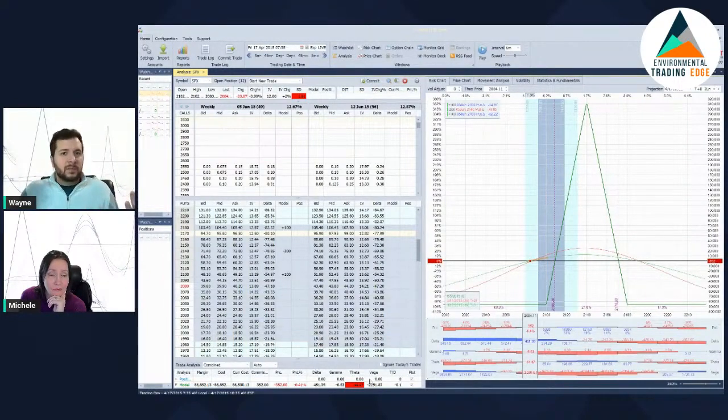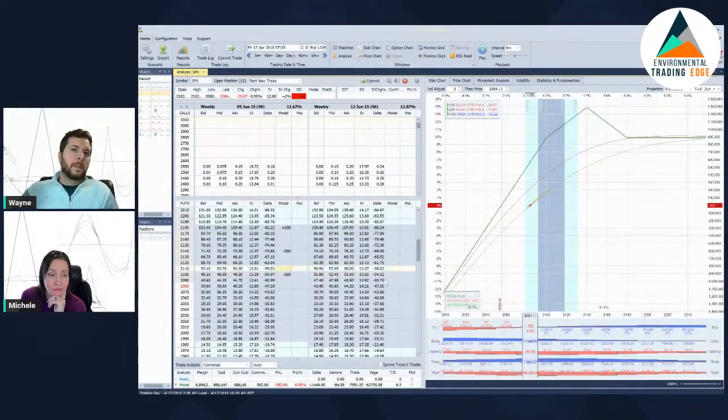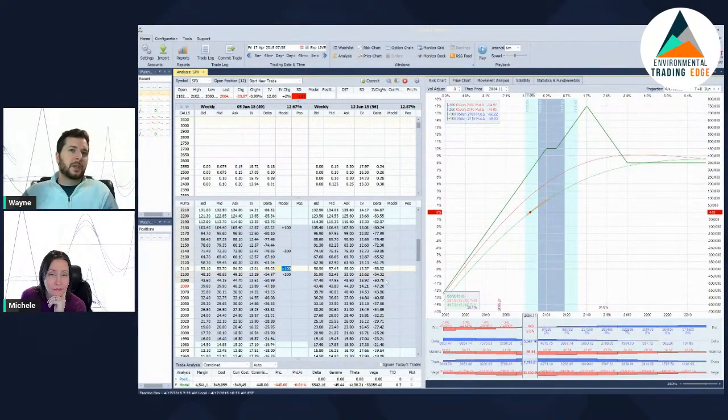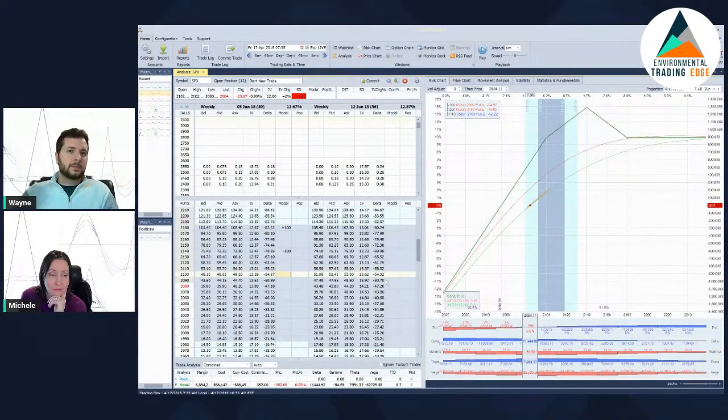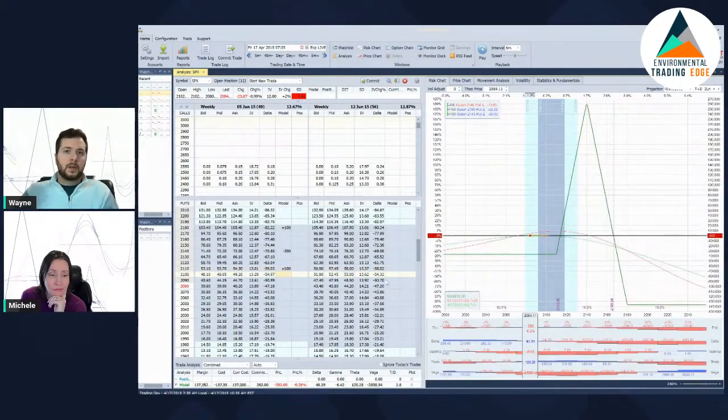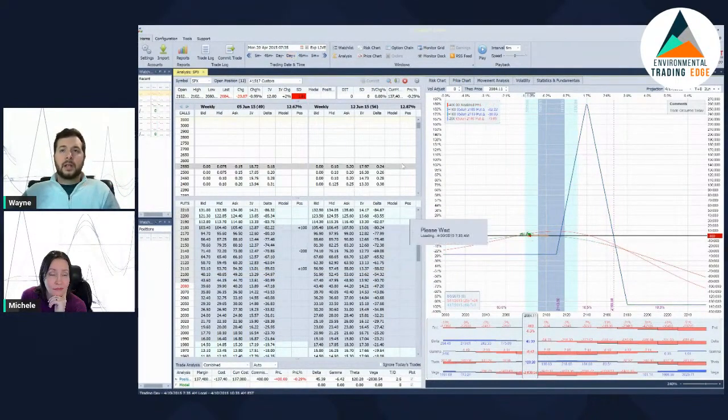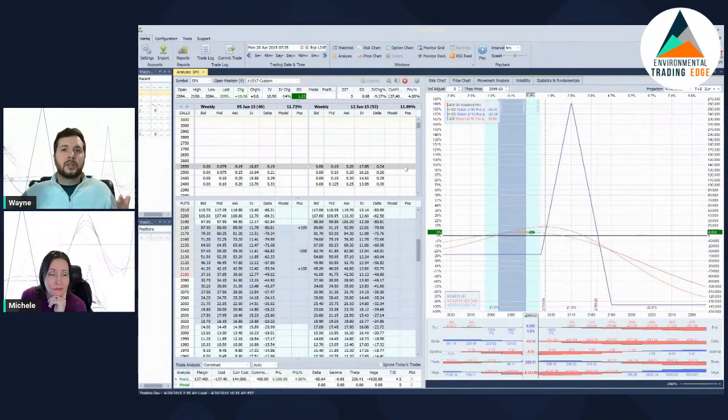I mean, do we care about theta? No, because our delta is the most. Okay, fine. Let's get rid of our delta. Oops. All right. Now we have basically no delta, right? So now it's not going to be delta that's driving anything. All right, let's do what we did with the other trade. And now let's see how this trade works.